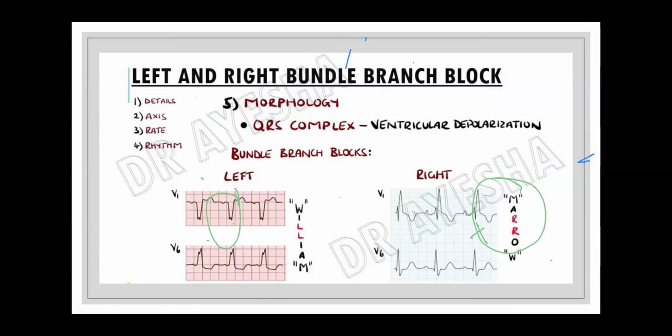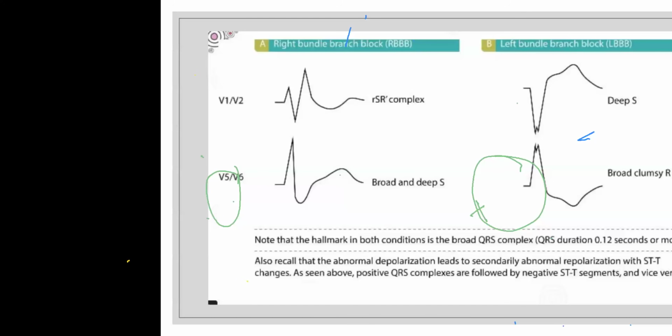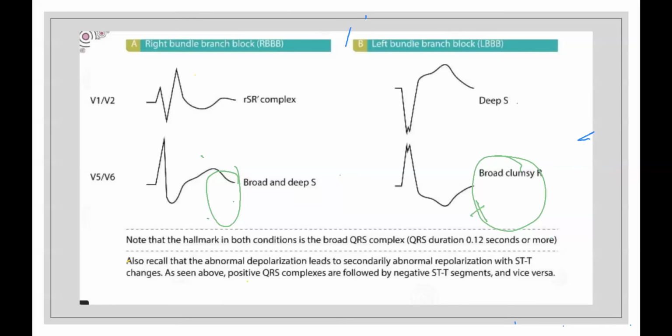Okay, sometimes the pattern could be slightly changed. You can see over here that in the right bundle branch block, what I told you, Marrow. Right bundle: if you see M in V1 or V2, and in V5 or V6 you have a W, so you have a broad and deep S.